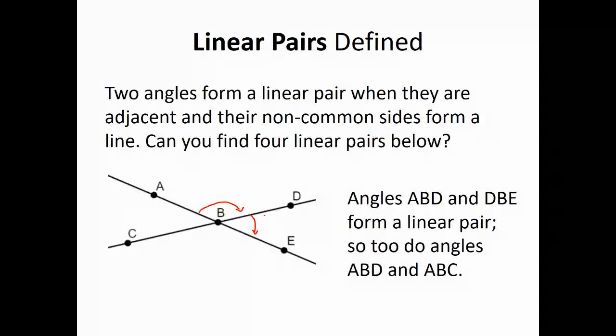So for instance, let us consider angles DBE and EBC. They form a linear pair as well. And how do we know this? Well, they do have a common side. That common side is the ray BE. And the non-common sides, that is the rays BD and BC, form a line. Now, there will be other linear pairs in this diagram as well. There will be 4 total linear pairs, as a matter of fact, but I think 2 is enough.